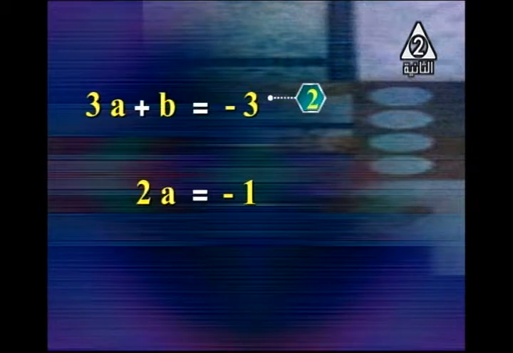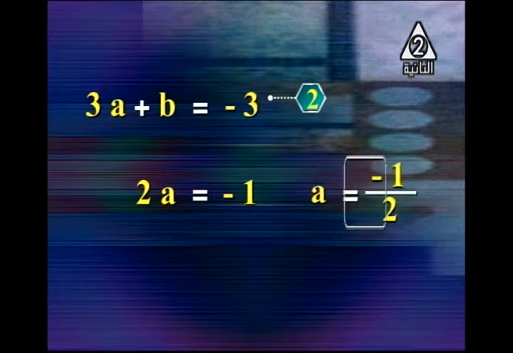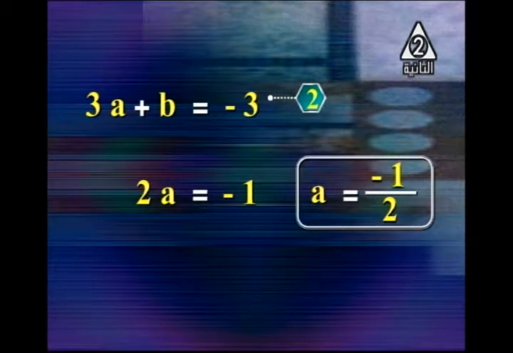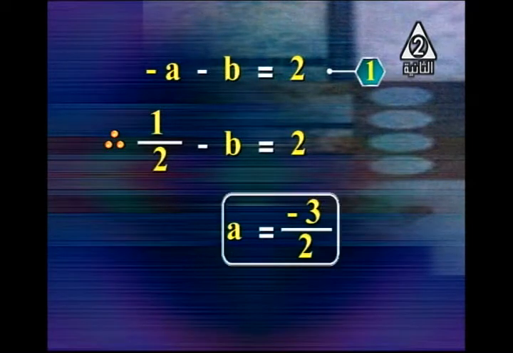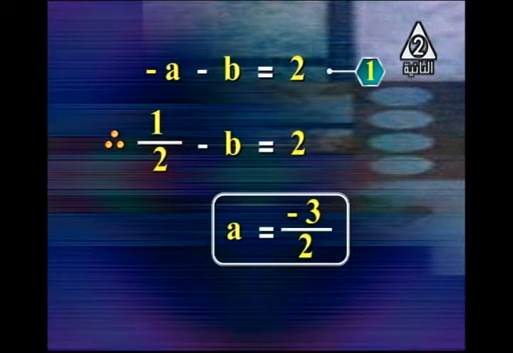Using 2a equals minus 1, a equals minus 1 over 2. Using this in the first equation, minus a minus b equals 2. Why? Because a equals minus half. Minus times minus 1 over 2 minus b equals 2. Then b equals minus 3 over 2.